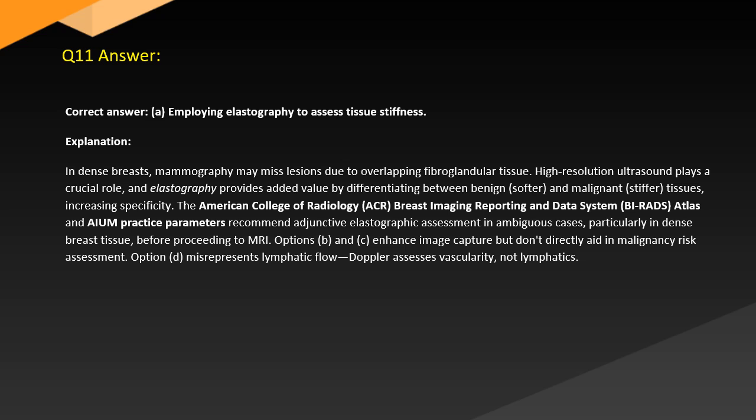Answer. Correct answer: A. Employing elastography to assess tissue stiffness. Explanation. In dense breasts, mammography may miss lesions due to overlapping fibroglandular tissue. High-resolution ultrasound plays a crucial role, and elastography provides added value by differentiating between benign, softer, and malignant, stiffer tissues, increasing specificity. The American College of Radiology (ACR) Breast Imaging Reporting and Data System (BI-RADS) Atlas practice parameters recommend adjunctive elastographic assessment in ambiguous cases, particularly in dense breast tissue, before proceeding to MRI.